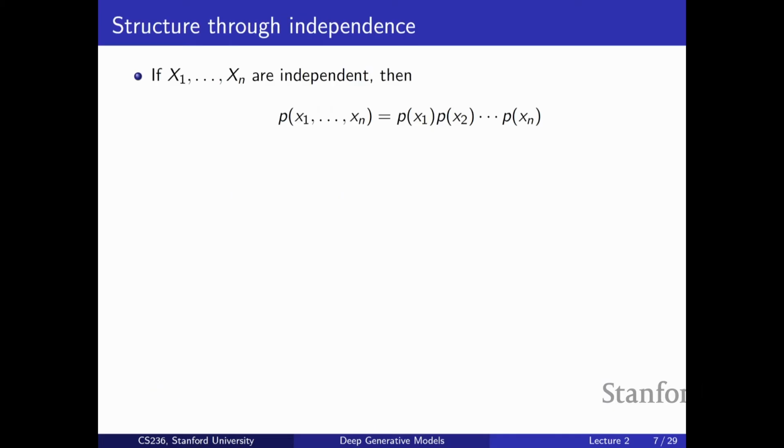Now, one way to make progress is to assume something about how the random variables are related to each other. And that's kind of like always the assumption that you have to make. A strong assumption that you can make is to assume that all these random variables are independent of each other. And if you recall, if the random variables are independent, then the joint distribution can be factored as a product of marginal distributions.